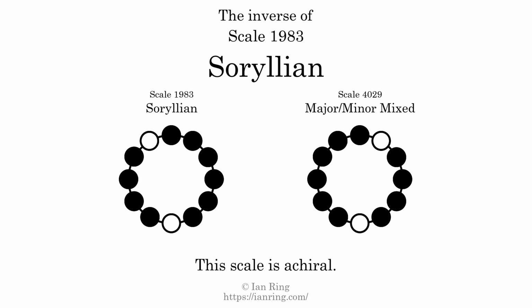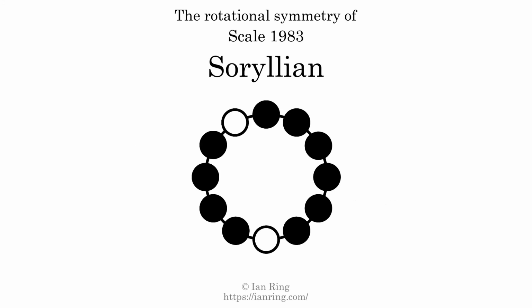The inverse of a scale is a mirror image. It is what you get when the sequence of intervals is reversed. The inverse of this scale is scale 4029, also known as major-minor mixed. This scale is achiral, since it can transform into its own reflection by a rotational transformation. This scale has no rotational symmetry.